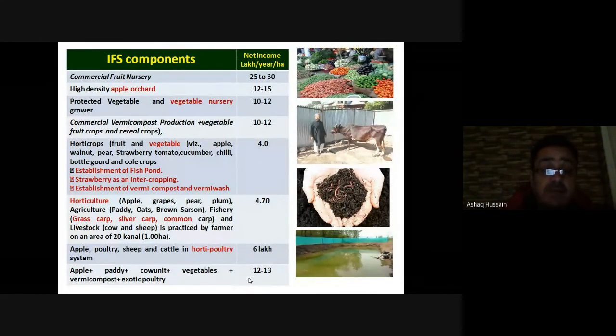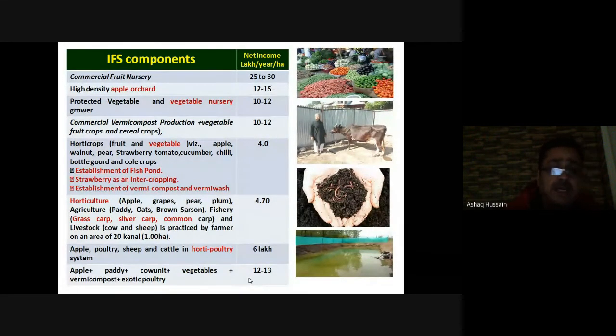Even the African worms have been introduced. They produce a very good quality vermicompost, and vermicompost we know sells at a rate of 10 to 15, even 20 rupees per kg. And the farmers earn not only from the milk, but also from the vermicompost production. And he can also use his own vermicompost for the production of fruits in apple orchards or vegetables or field crops.